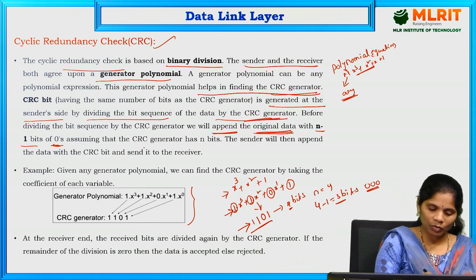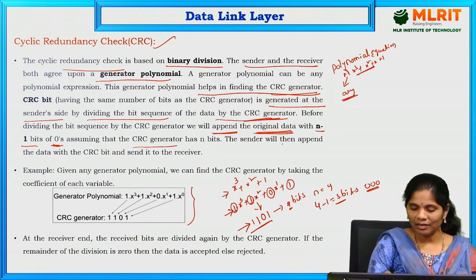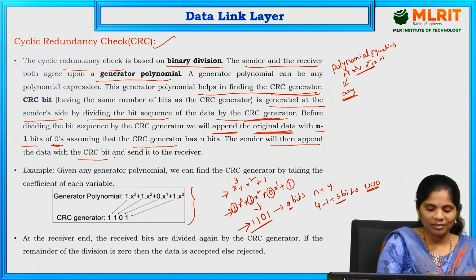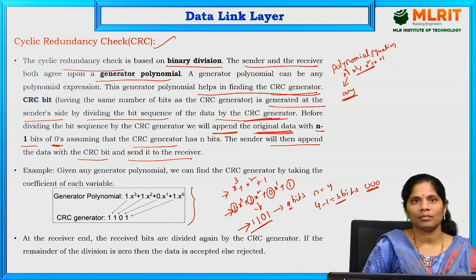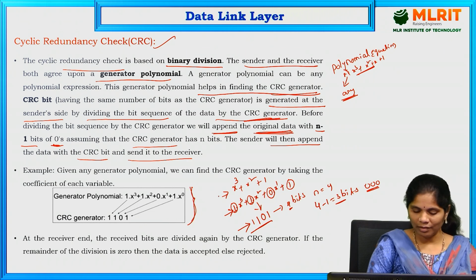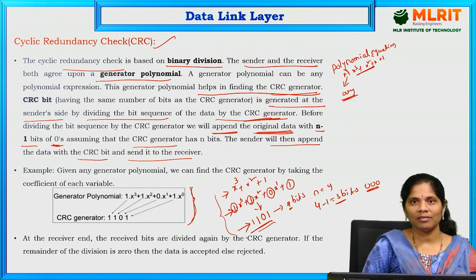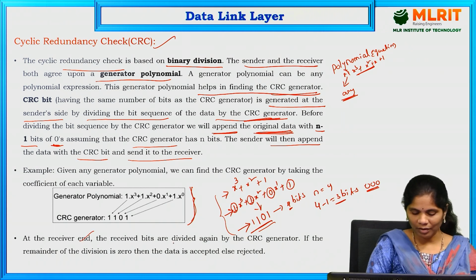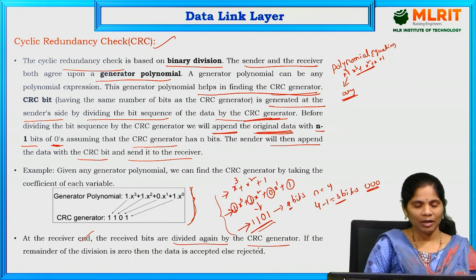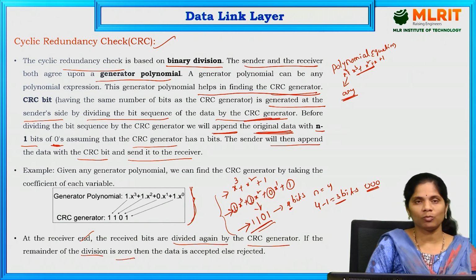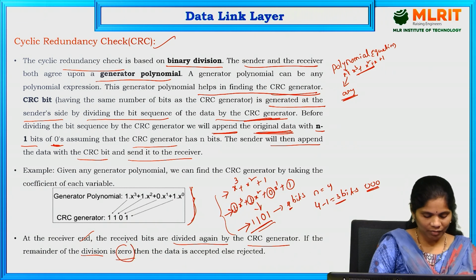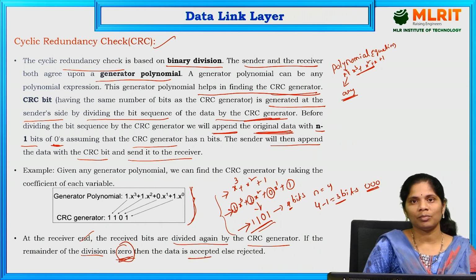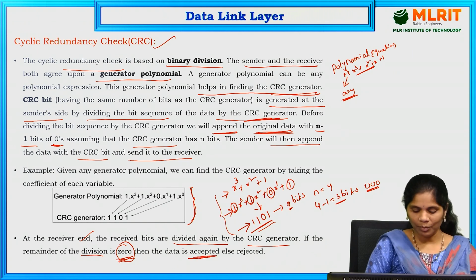That's why we are going to use the CRC generator. The sender will then append the data with the CRC bits and send it to the receiver. This is already discussed. Like this, we generate the CRC generator 1101. At the receiver end, what will happen? The received bits are divided again by the CRC generator. If the remainder of the division is all zeros, then the data is going to be accepted at the receiver side. Only then it is going to be accepted.